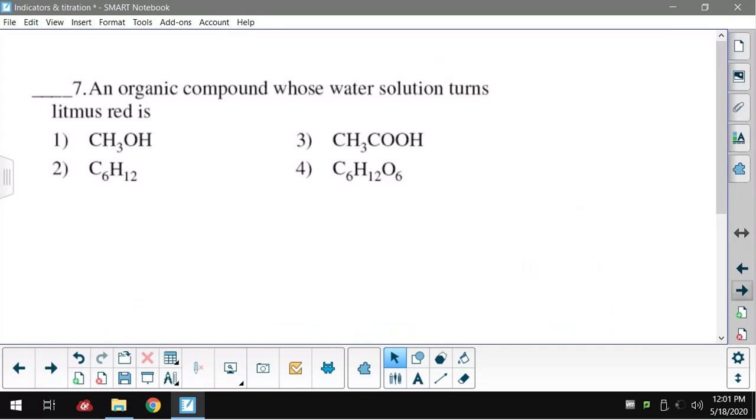So number 7 is saying an organic compound whose water solution turns litmus red. Well, what does that mean? Well, remember, litmus is red in an acid, so we have to find something that's an acid. Organic solutions can be an acid. We know that when we have a carboxylic acid group, the COOH group at the end of an organic compound, that is your acid. That's an alcohol. Don't confuse that with a base. That is an alcohol. These are organic compounds. That's benzene and that's glucose or fructose.